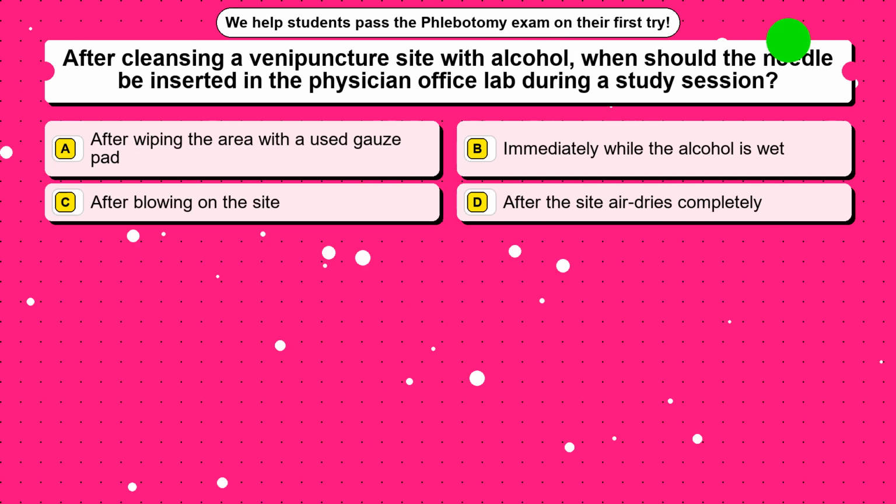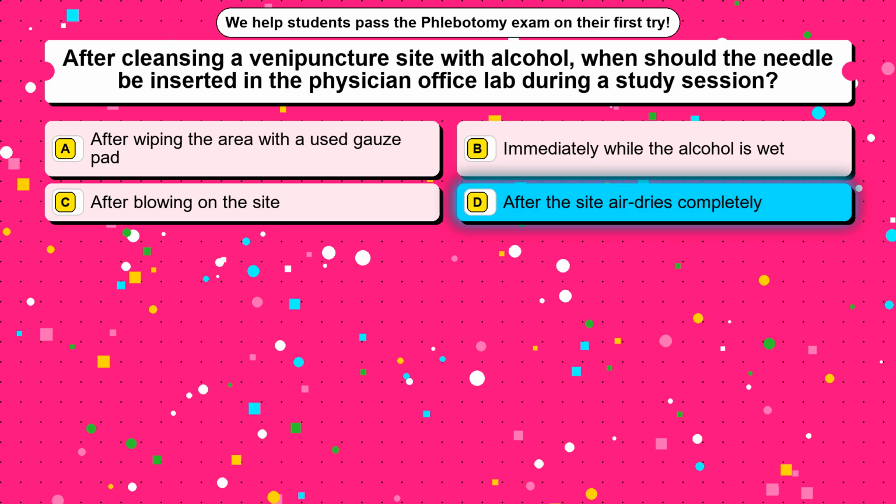Question 23. After cleansing a venipuncture site with alcohol, when should the needle be inserted in the physician office lab during a study session? Option A. After wiping the area with a used gauze pad. Option B. Immediately while the alcohol is wet. Option C. After blowing on the site. Option D. After the site air dries completely.